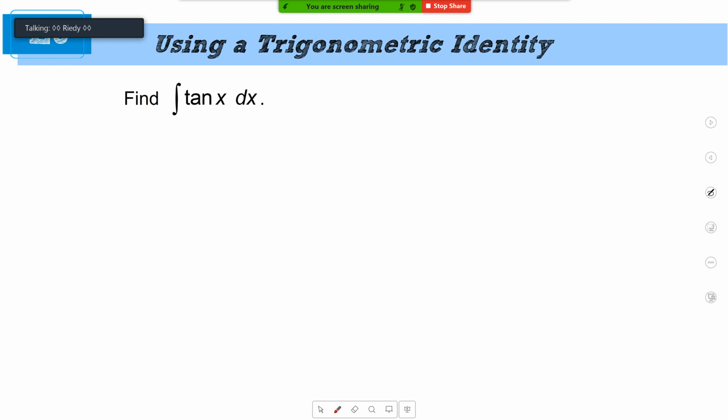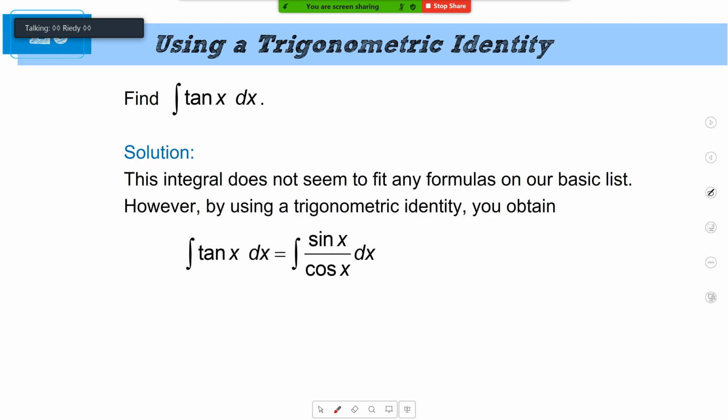Okay, well, how do you do it? The reason we're doing it now is because we haven't had the tools to do it up until this point. So I'm going to start by rewriting the tangent as sine over cosine. Now, we've done some integrals of sine times cosine. This is the first time we're doing the integral of sine over cosine.